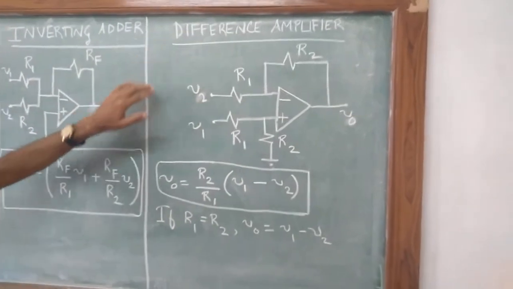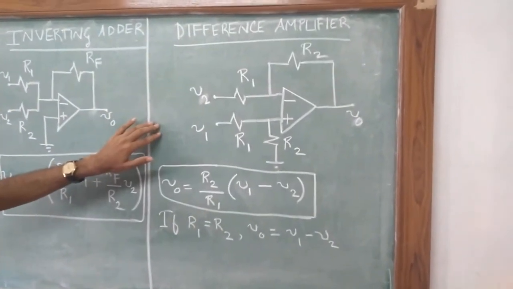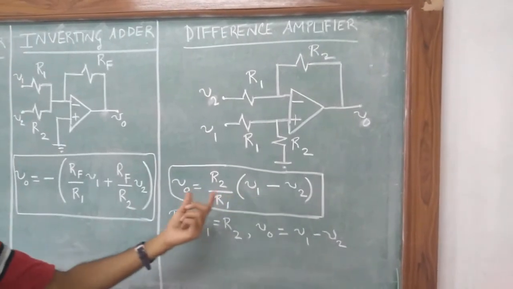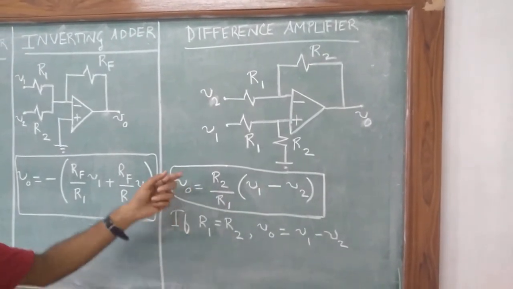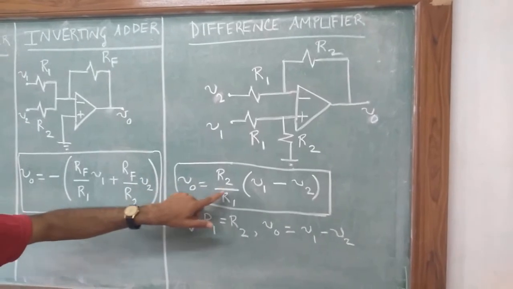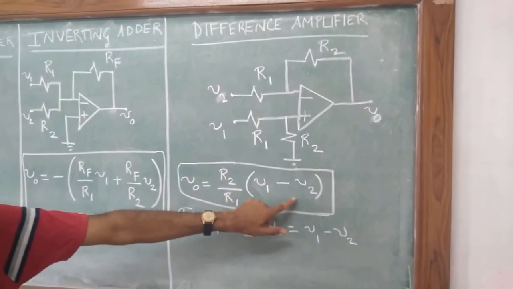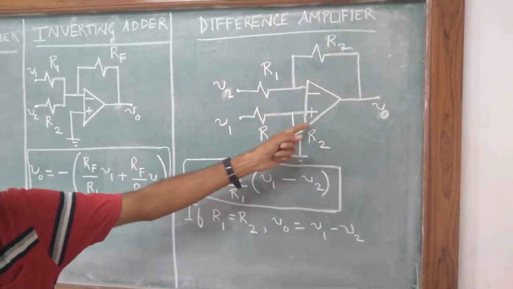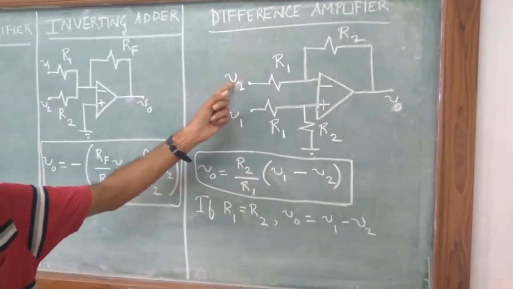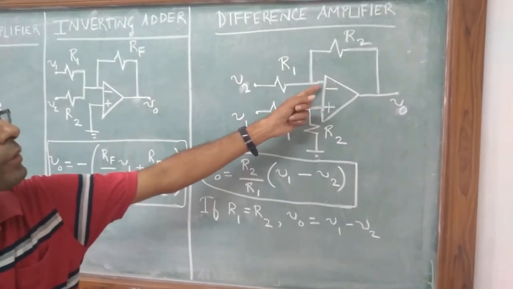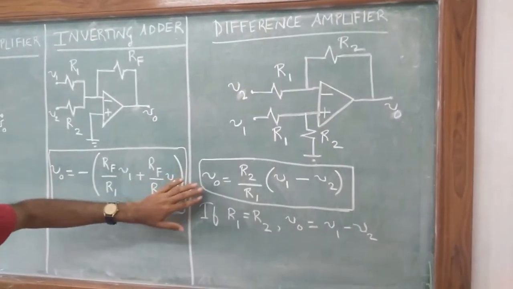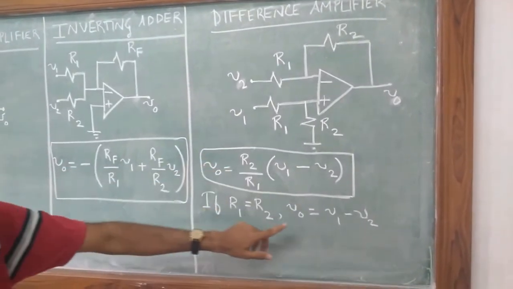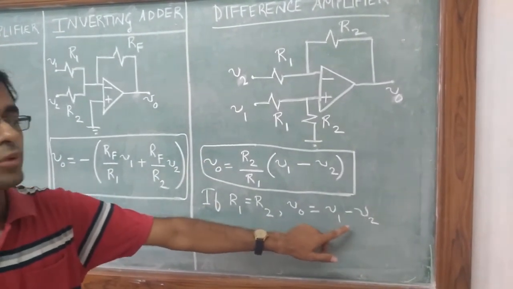Next you have the difference amplifier, where the output voltage will provide an amplified difference of the inputs. So V0 is given by R2 by R1 times (V1 minus V2). Note that V1 is the input which should go to this particular terminal, whereas V2 goes to the negative input terminal of the op-amp. If you allow these resistances to have equal values, then V0 will simply be the subtraction of the two input voltages.